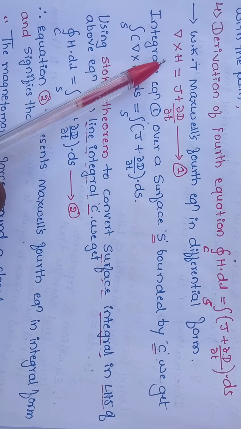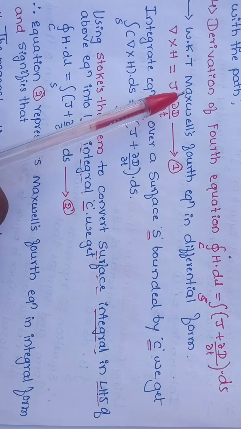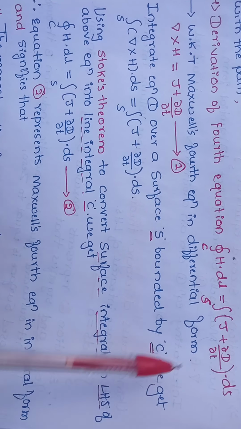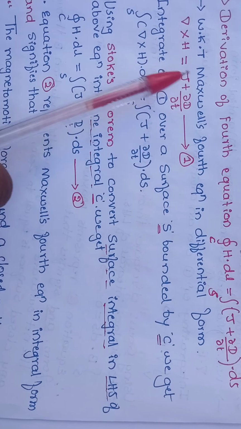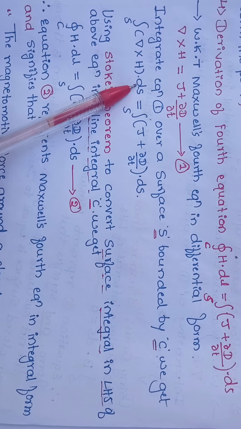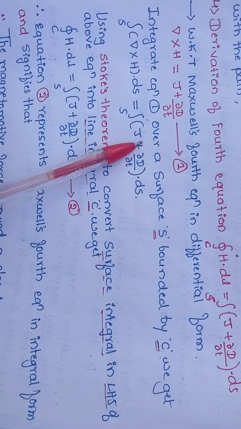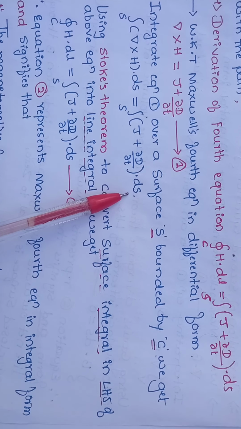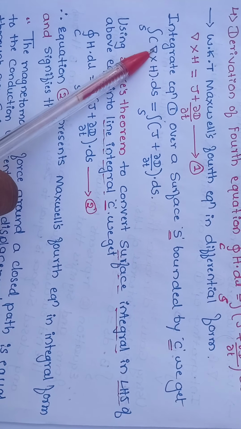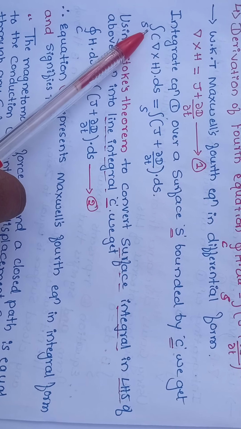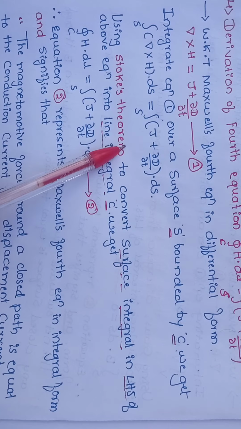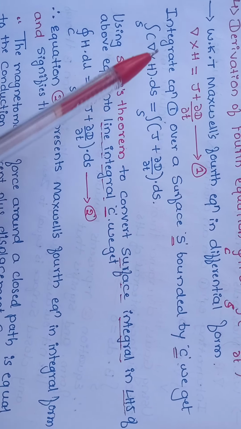See here, you have to integrate this equation 1 over a surface S bounded by C. We get the surface integral of del cross H into dS is equal to the surface integral of (J plus ∂D by ∂t) into dS. Again look at the LHS part of this equation. You have to convert this surface integral into a line integral by using Stokes theorem.